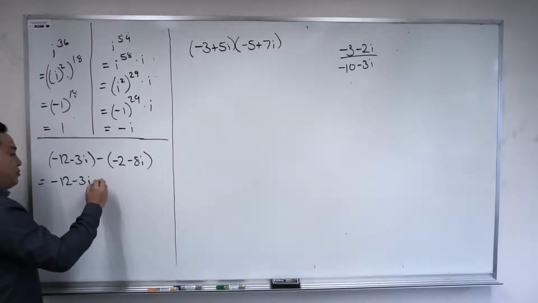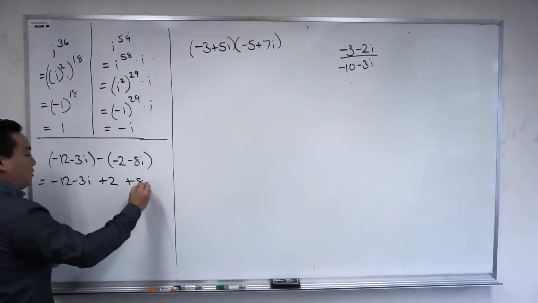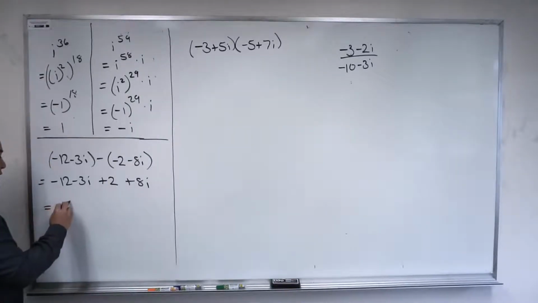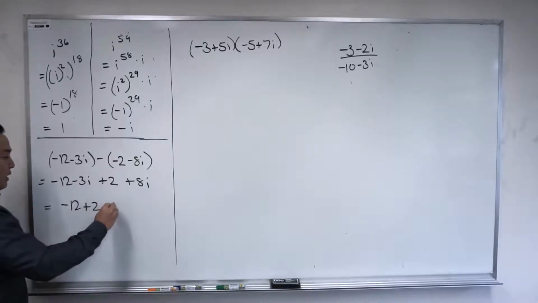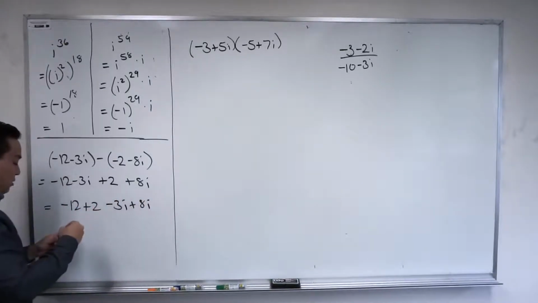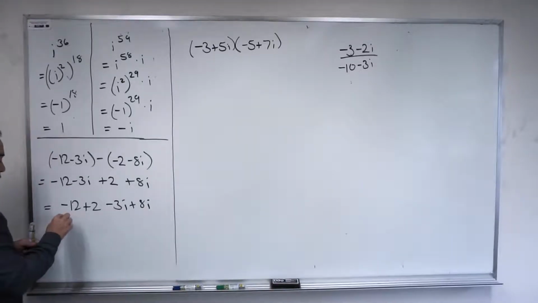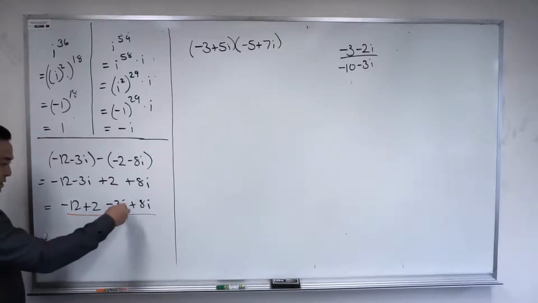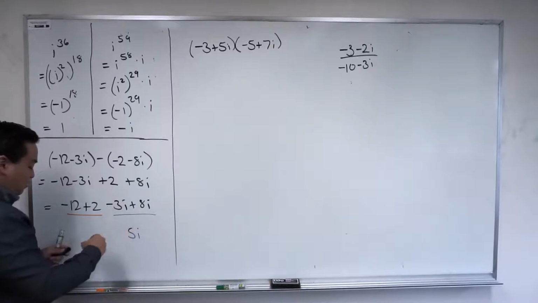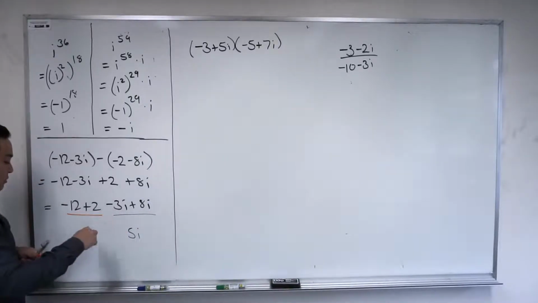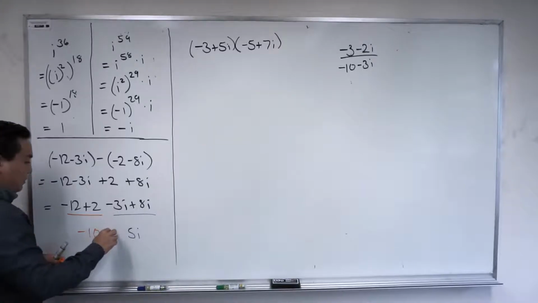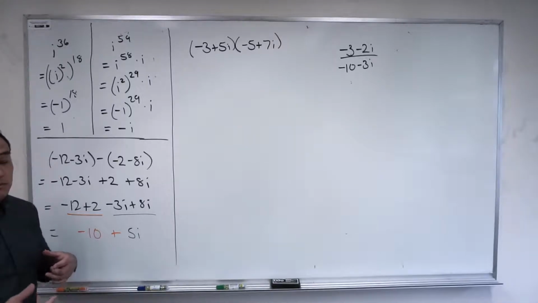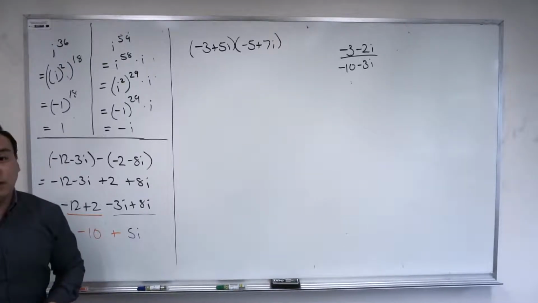So first, we do this distribution, and then we move it around so that the like terms are next to each other. So -12 plus 2 minus 3i plus 8i. So these are like terms, and these are like terms. So what we get down here is going to be 5i, and what we get for the other one is minus 10. And that is how you add and subtract complex numbers. Very straightforward, no different than if you had an x there.